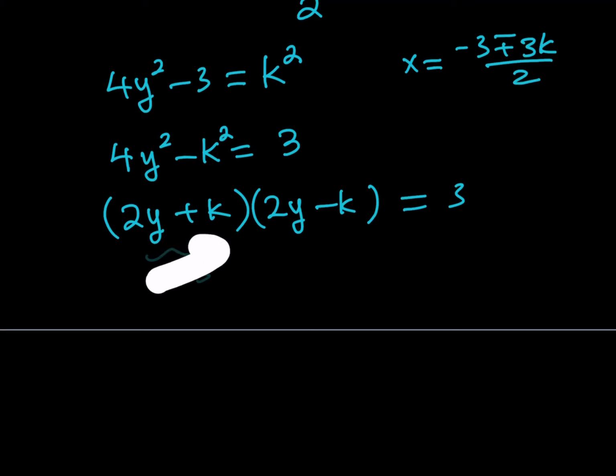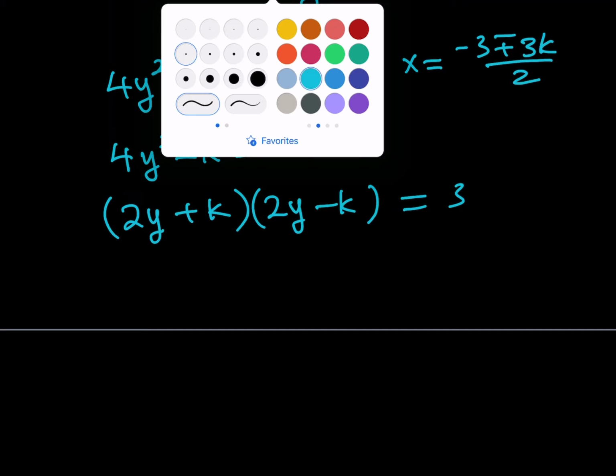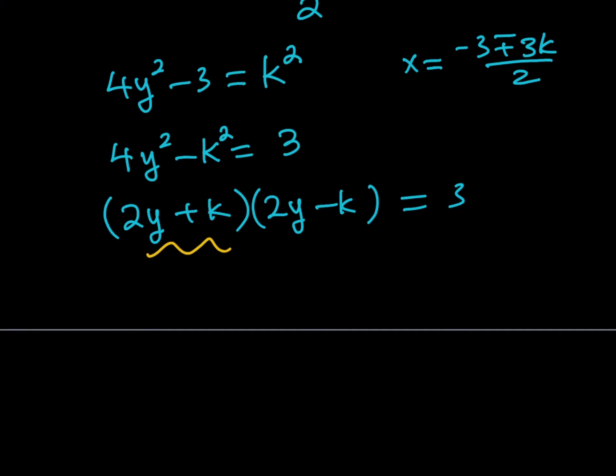Let's change colors here. I think this would be a good point to change colors. All right, here we go. This can be a 3, and this can be a 1. And then we're going to look at what it means. Or this can be a 1 and this can be a 3. We're going to look at what it means.